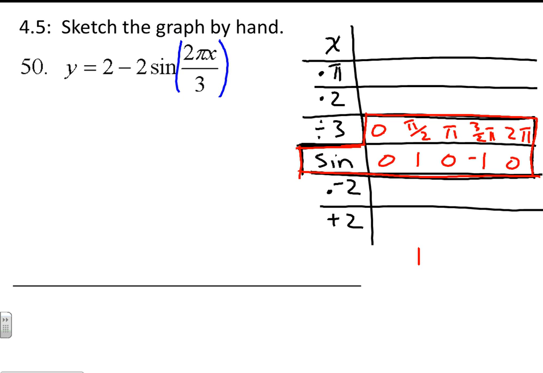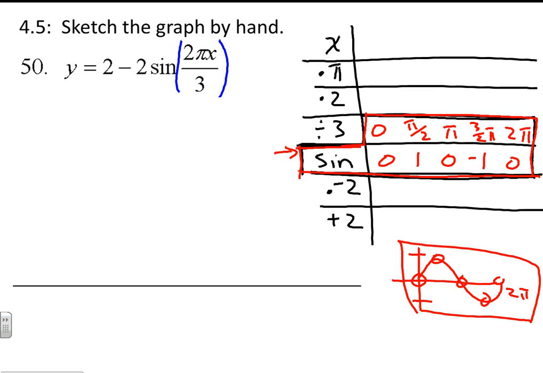I am just visualizing this in my head as I'm going through that. There, there, there, there, and there. So I didn't memorize that data that I just put in there. I've memorized this graph, and I see it as I'm putting it in there. Okay, once I come out of sine, this is a breeze.